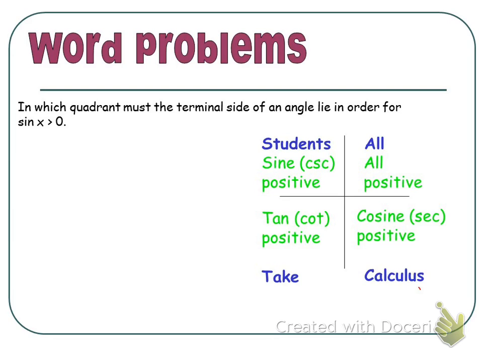All right. In trigonometry, we're always measuring triangles, and putting that reference triangle in the correct quadrant is going to be of the utmost importance. So, the next question says, in which quadrant must the terminal side of an angle lie in order for the sine to be positive? Quadrant 2 or 1, right? The sine is positive in quadrant 1 and quadrant 2.